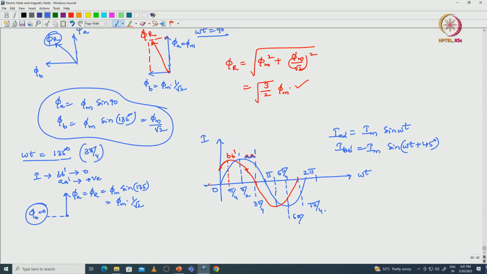Next we will discuss what happens at omega t equals 180 degrees.